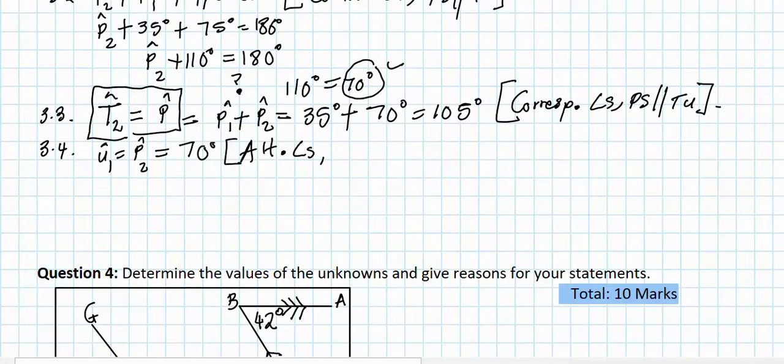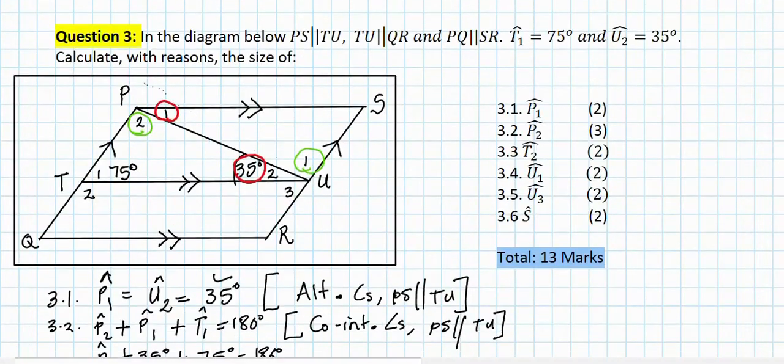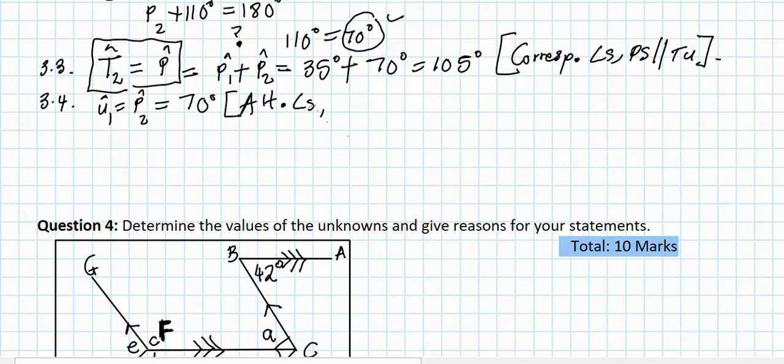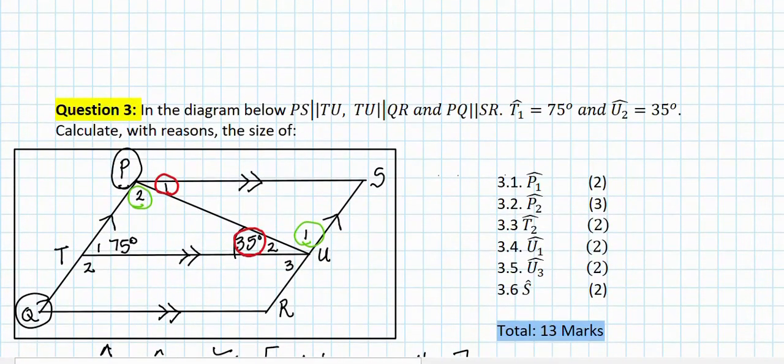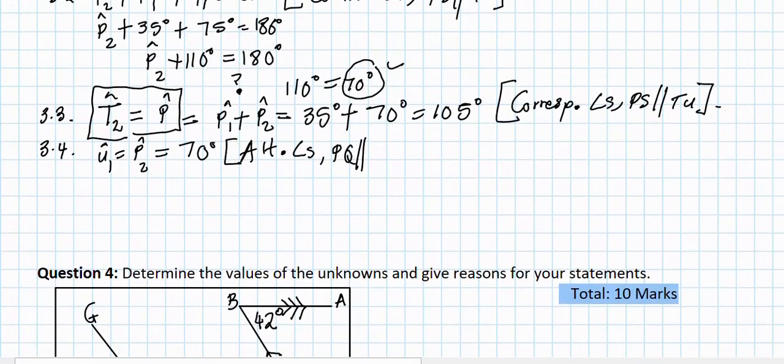So these are alternating angles. And then they are using which parallel lines? We know that they are using the line PQ. Remember to call the whole line. So I'm going to say PQ is parallel to which side? SR. The Z formation uses SR. So I'll say SR here. Then 3.5.